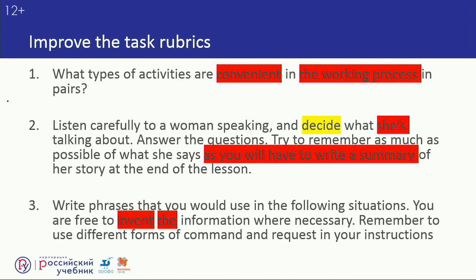And this is in huge contrast to as you will have to write a summary. Very clumsy, very long. You can shorten it just to try to remember as much as possible of what she says to write a summary. Right? And here I have a problem with invent the information. You can use add information instead. That'd be linguistically better, shorter, and more natural.